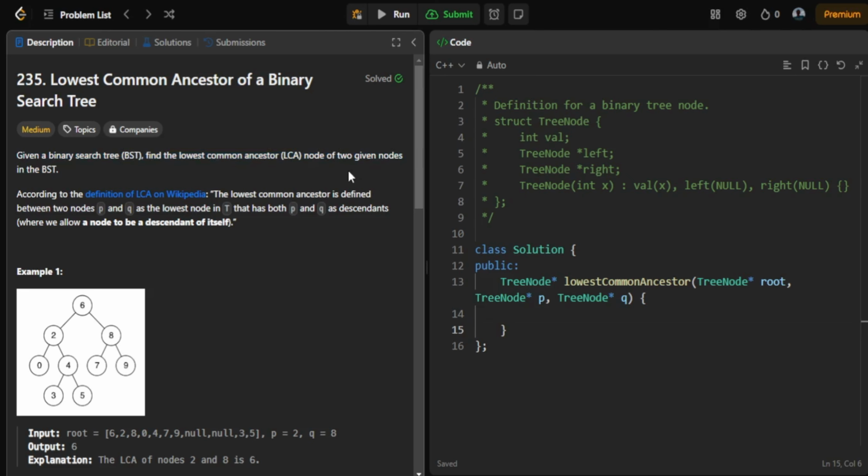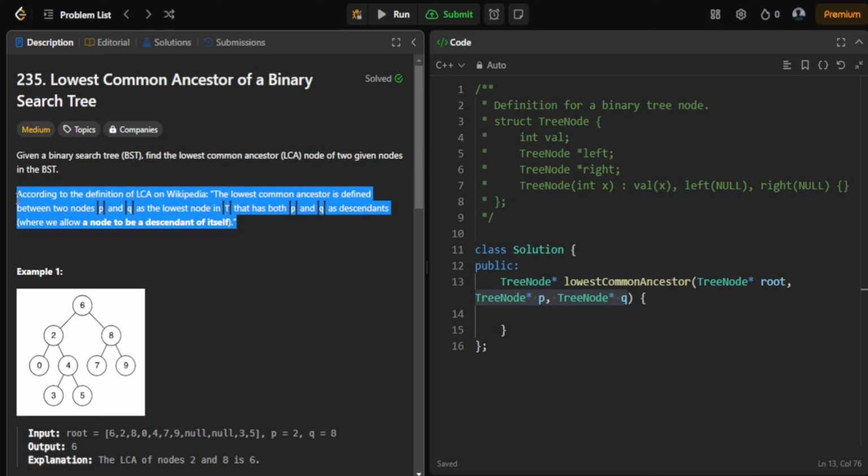Okay. So question says, I have given you a binary search tree. I have also given you two different nodes. Those are node P and node Q. And you have to find out the lowest common ancestor node or LCA node for these two nodes in the given binary search tree. And here is a small definition of lowest common ancestor.